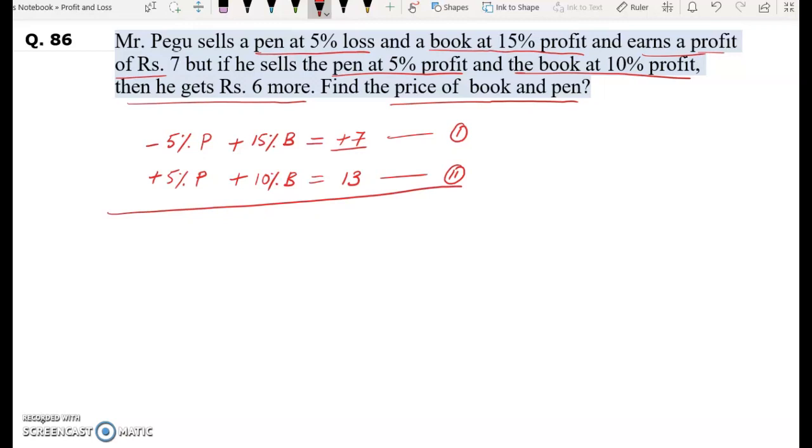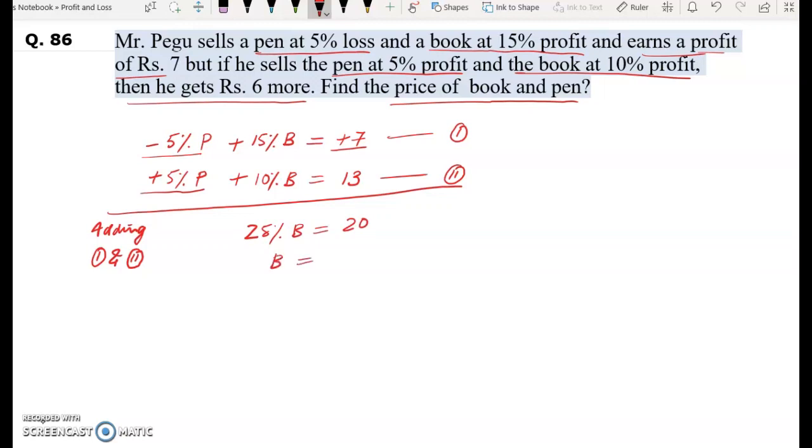Now we need to find the price of book and pen. Now if you look at equation 1 and 2, here we have minus 5% profit and here we have plus 5% profit. So if we add 1 and 2, this will cancel out and we can find the value of book. So adding 1 and 2, minus 5% of P and plus 5% of P will cancel out. This is 15% of B, book, and 10% of book. So this will be 15 plus 10, which is 25% of book, is equal to 7 plus 13 is 20.